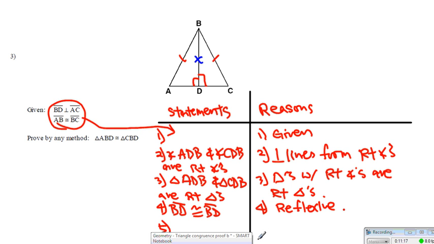Now, then we can say number five, here we have triangle ABD must be then congruent to triangle CBD. Why? Step number five would be the HL, hypotenuse leg.